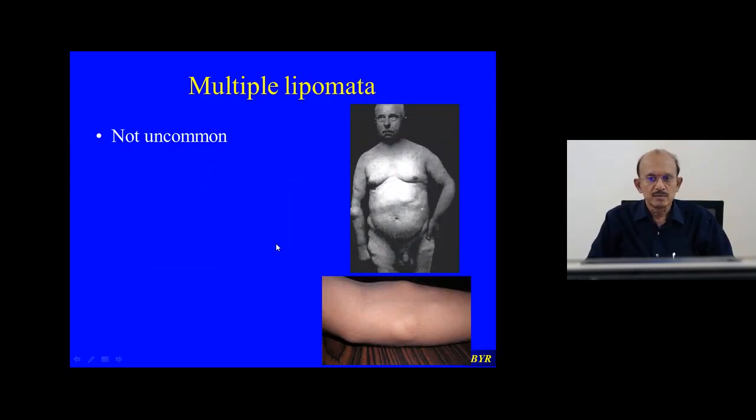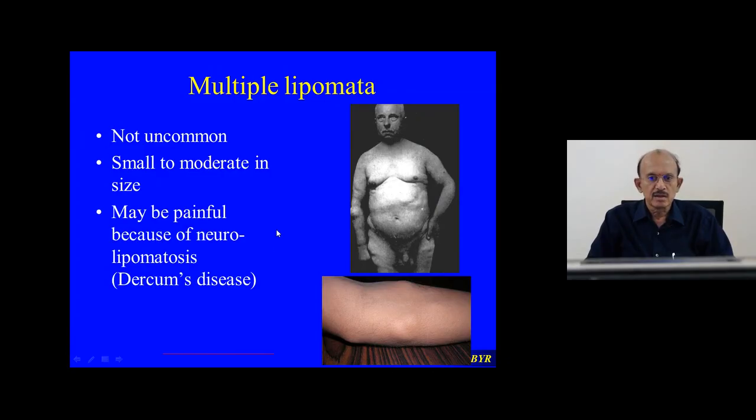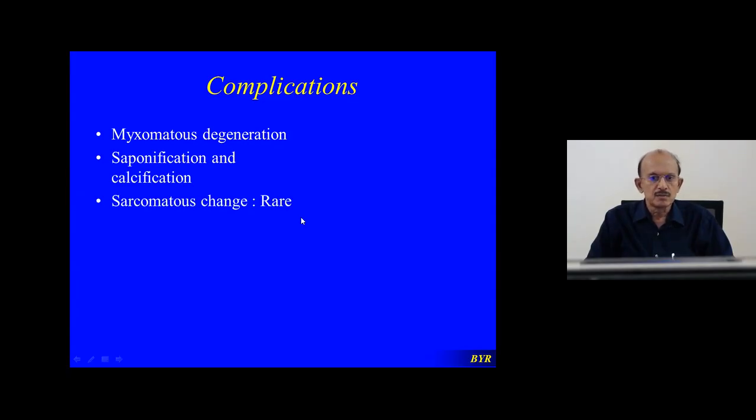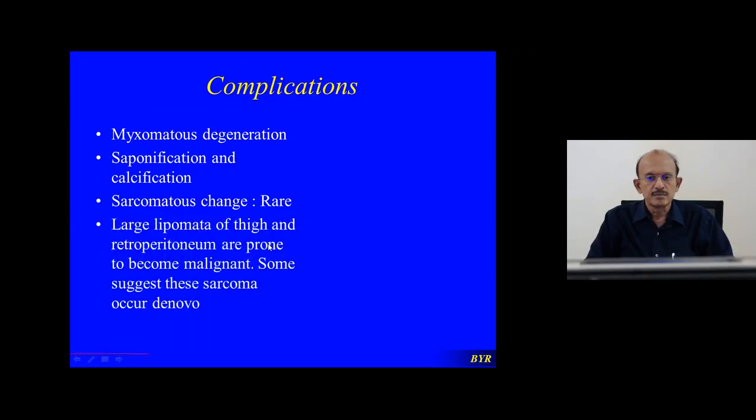Multiple lipomata are not uncommon. Small to moderate in size, they may be painful because of neurolipomatosis. So when it is painful and multiple, then we say it is Dercum's disease. Complications of lipoma: there can be myxomatous degeneration, saponification and calcification, and there may be sarcomatous change, of course rare. Large lipomata of the thigh and retroperitoneum are prone to become malignant. Some suggest these sarcomas occur de novo.